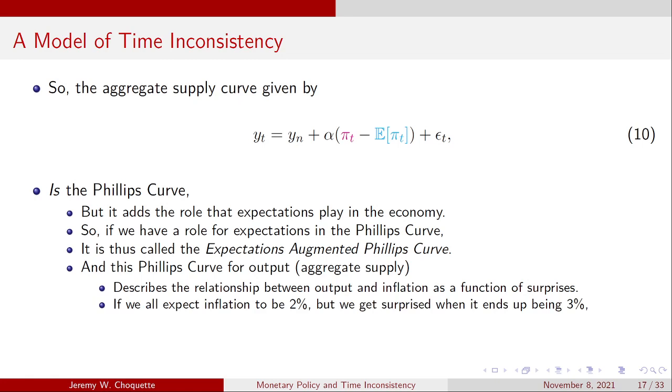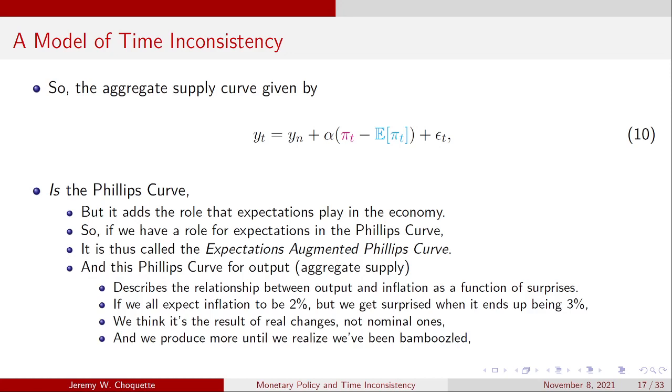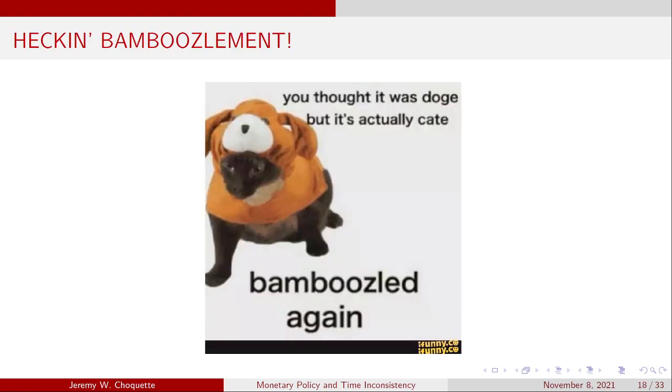And it describes the relationship between output and inflation as a function of surprises. So if we all expect inflation to be 2%, but we get surprised when it ends up being like, say, 3%, we think it's the result of real changes and not nominal ones. And we produce more until we realize that we've been bamboozled. Once we realize that we've been tricked, we're going to slow output down just a little bit.